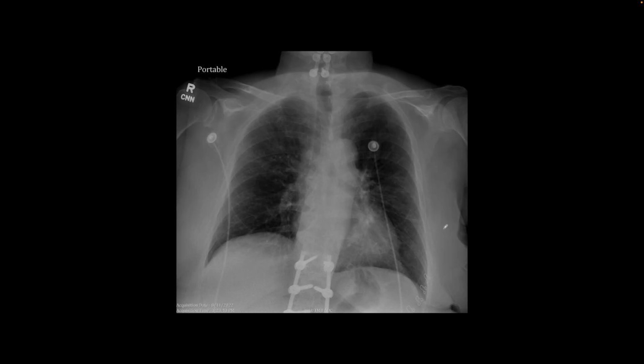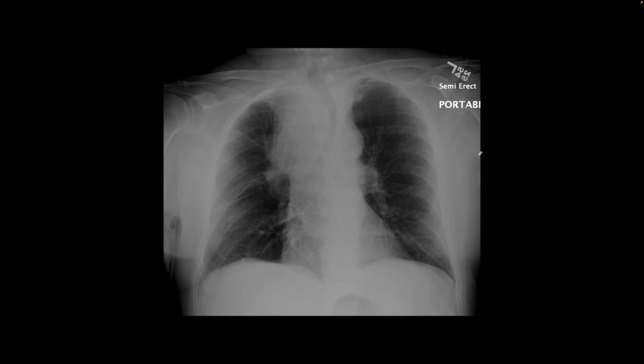This is our next patient, and the interesting finding is this linear hyperdensity projecting over the cardiac silhouette. This chest X-ray finding corresponds to mitral valve calcifications on the CT, also seen here, very characteristic.